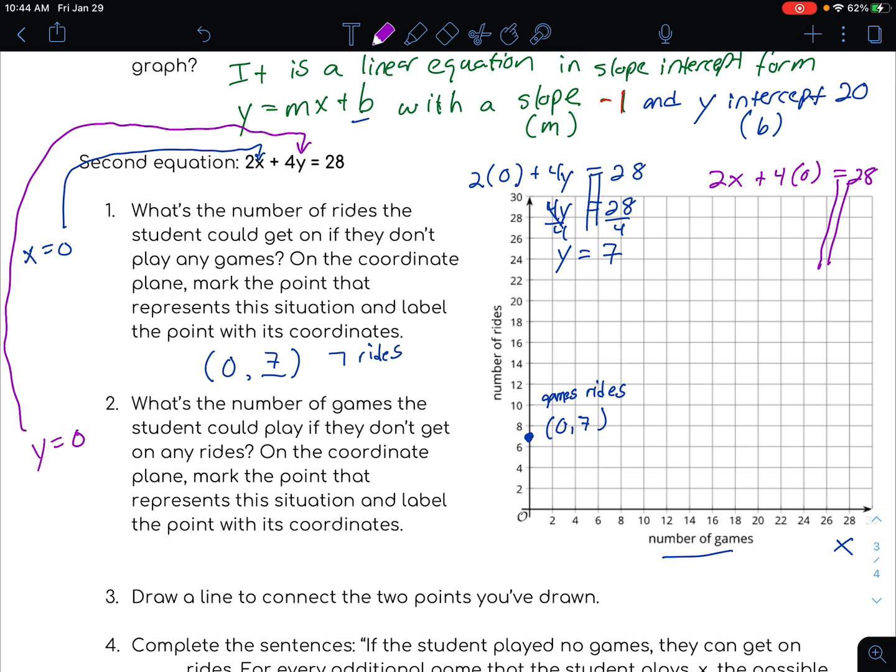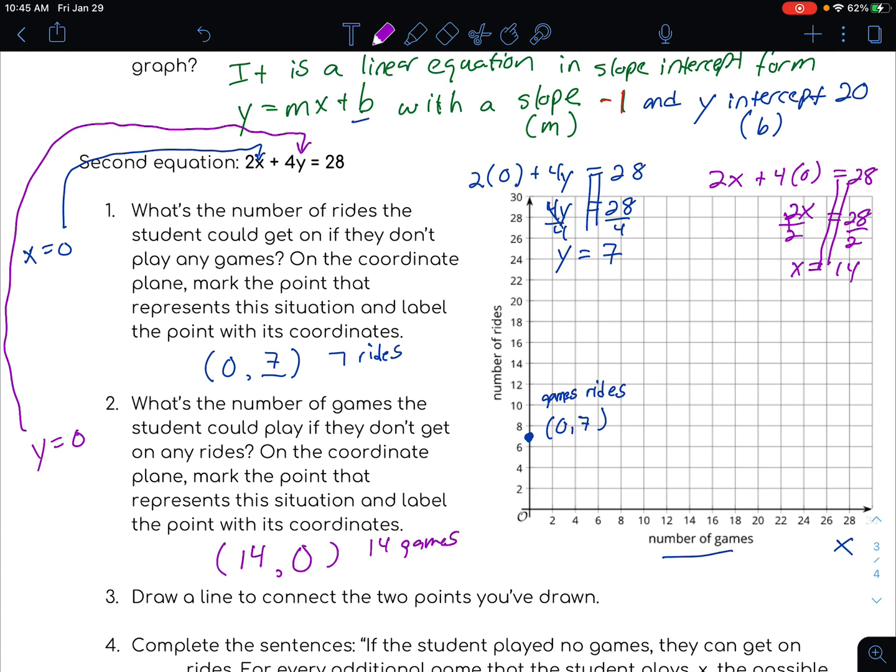Let's go ahead and solve. 4 times 0 is 0, so that really means 2x equals 28. Undo multiplication by dividing. So that means x is equal to 14. So if the y value was 0, if they didn't have any rides, that means that we must have 14 games.